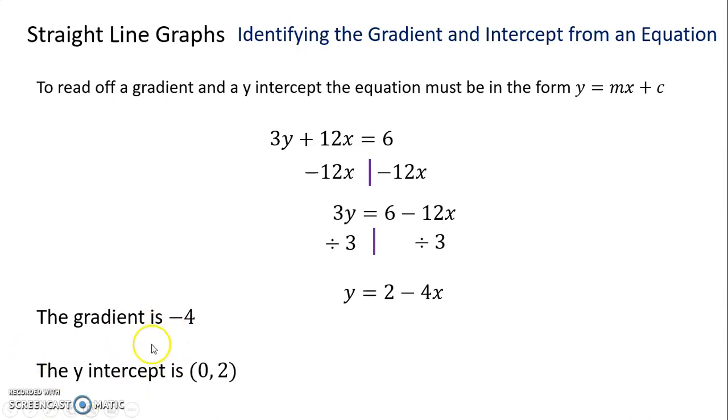And now this is where my answers over here that we could already see came from, because my gradient is negative 4 and my intercept is 0, 2. If you'd rather, you can swap these around so long as you remember this negative belongs to the 4x there, so that has to move with it. And then you might prefer to read off the gradient and the intercept from this.